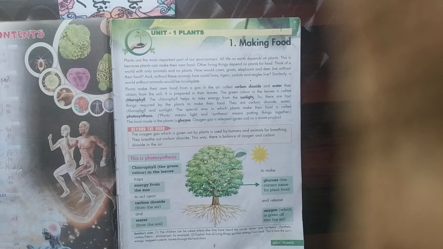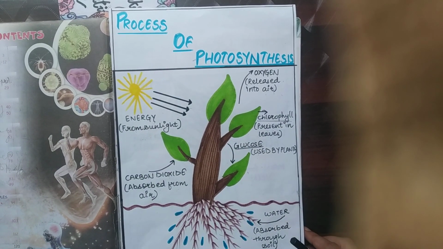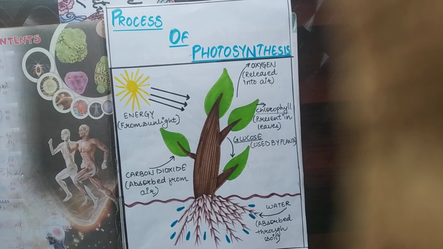So children, as we all know, plants are very useful for us. All living beings depend on plants. This is because plants can make their own food. So today we are going to study about how plants can make their own food. So for this, first of all, we will study about the process of photosynthesis. This is the process of photosynthesis.